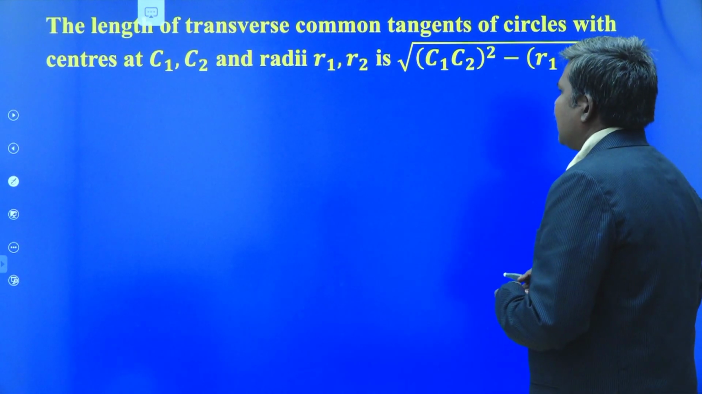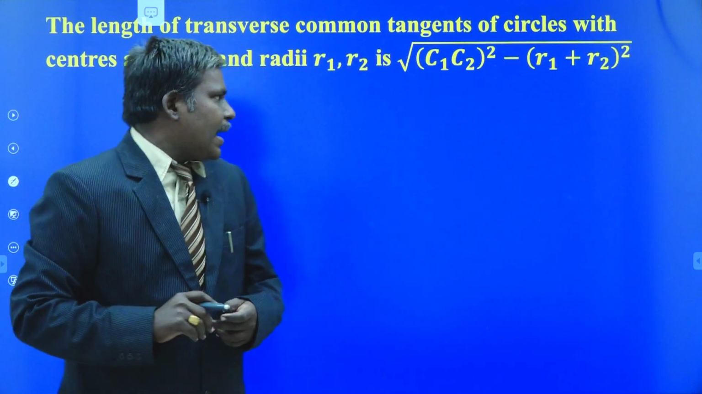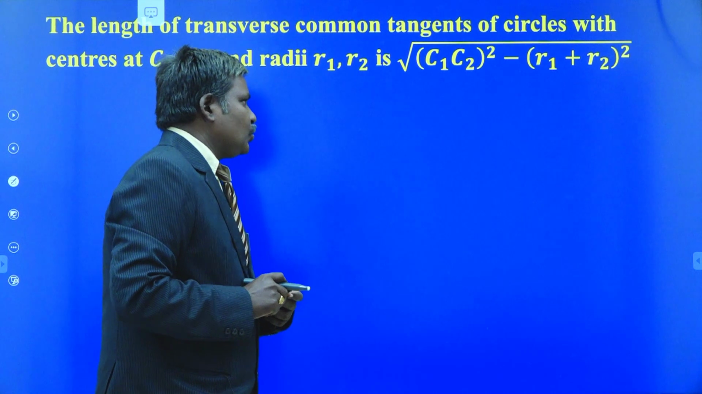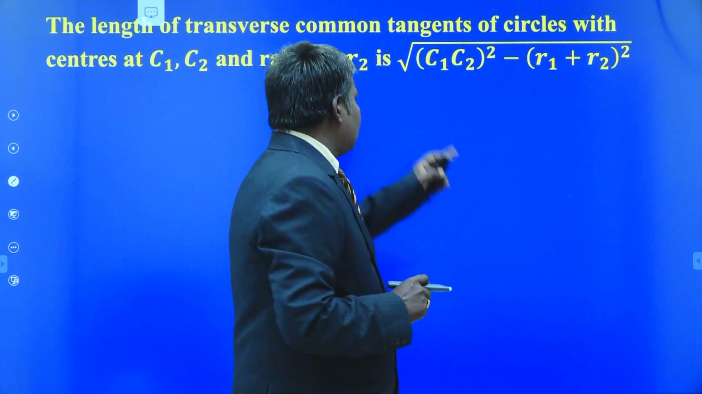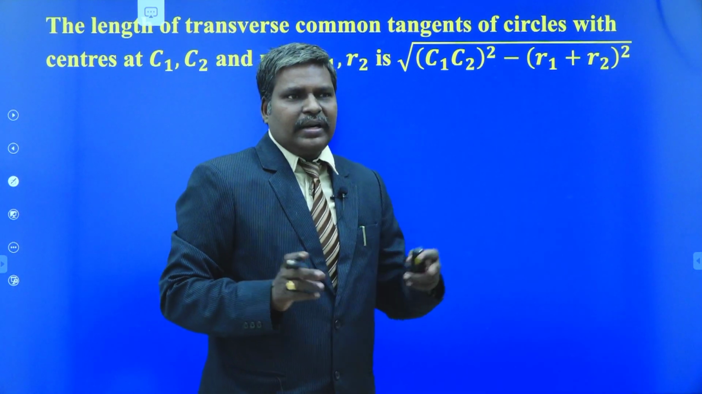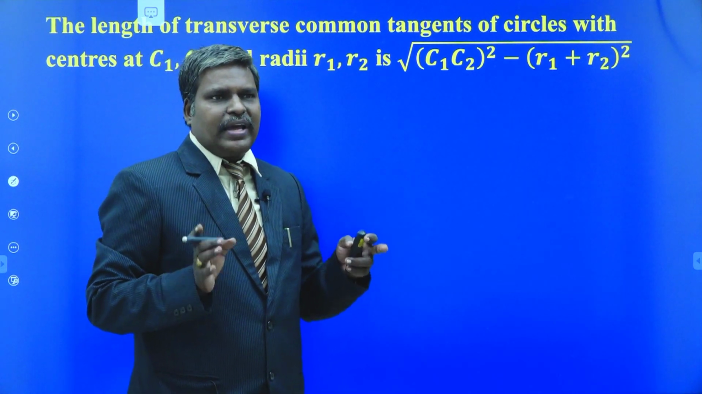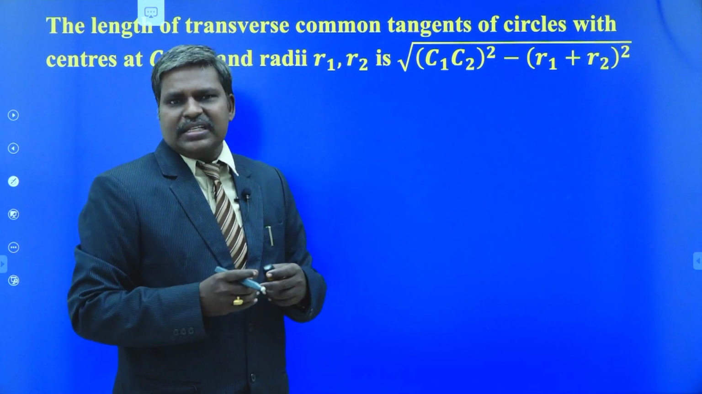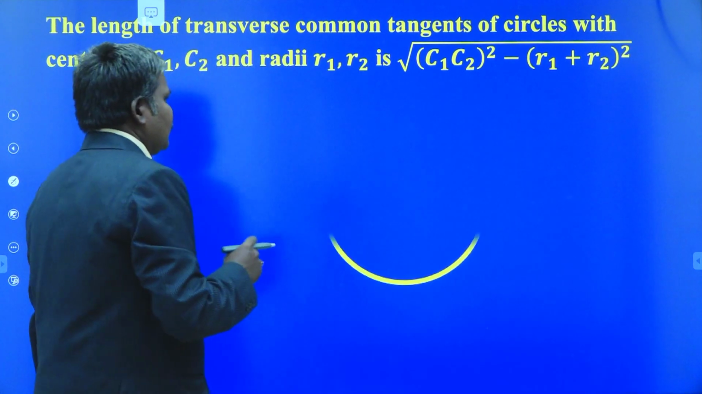Now in the same manner we can find the length of the transverse common tangent as root of (C1C2) whole square minus (R1 plus R2) whole square, where C1, C2 are the centers of the two circles, R1 and R2 are the radii. By transverse common tangent, we mean the distance between the 2 points of contact where the transverse common tangent touches both circles. Understand? So let us draw the figure first of all.